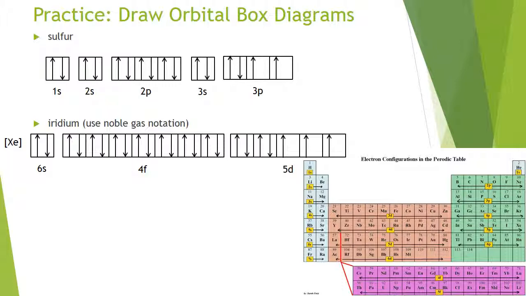So 6s2. Then your 4f sublevel would be completely filled, 4f14, and then 5d7 because it's 1, 2, 3, 4, 5, 6, 7 elements or 7 groups into that 5d block there. And so you have 5d7.